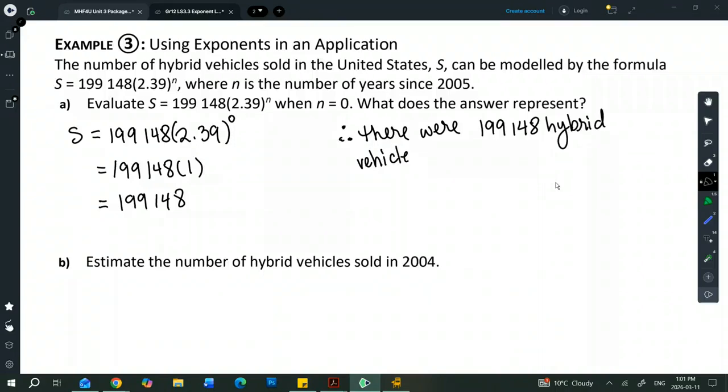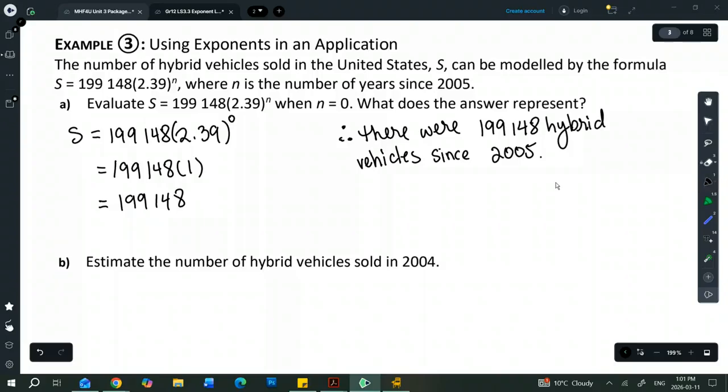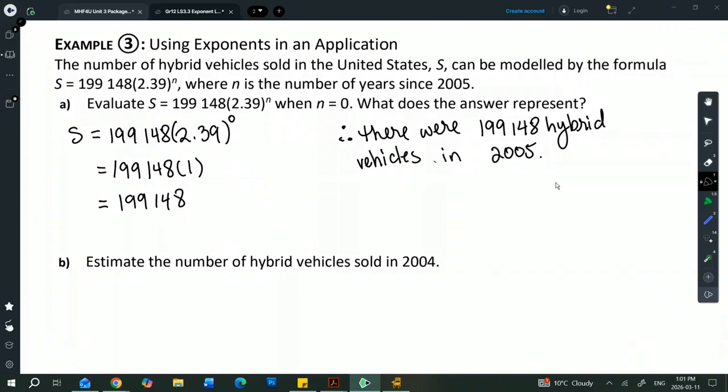If it's 0 years since 2005, then of course that means we're finding how many vehicles were sold in 2005. And I should put sold here.